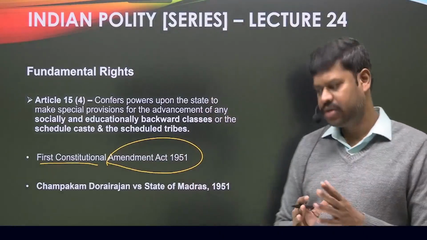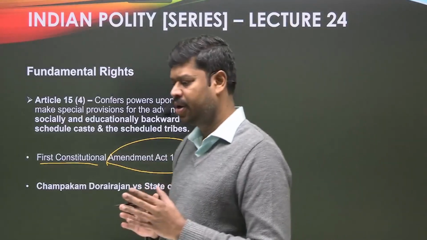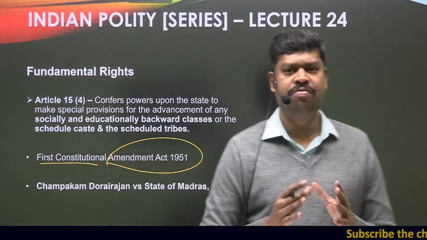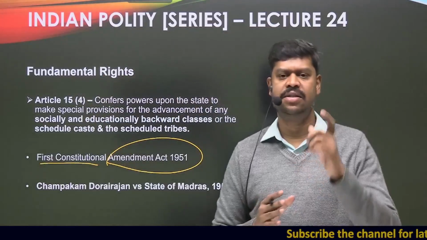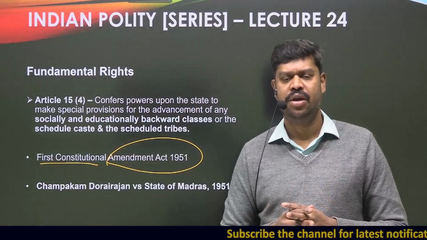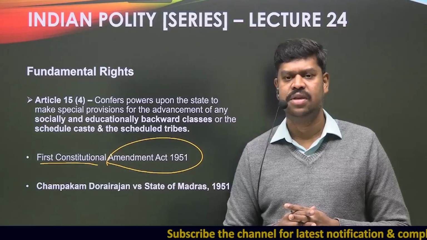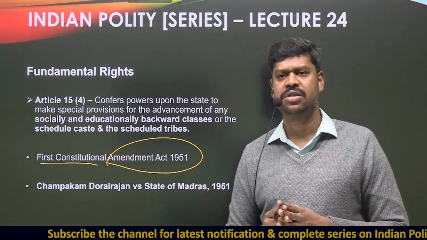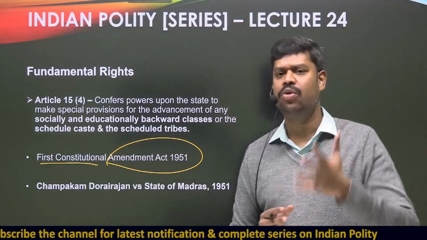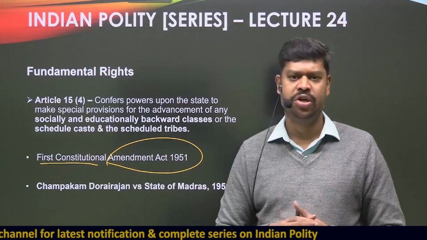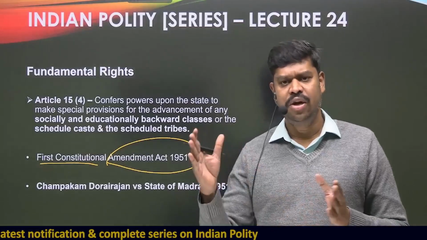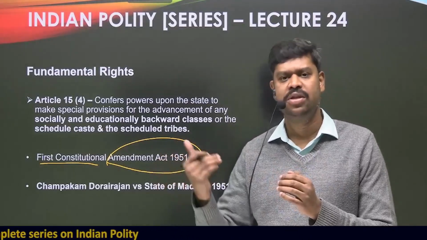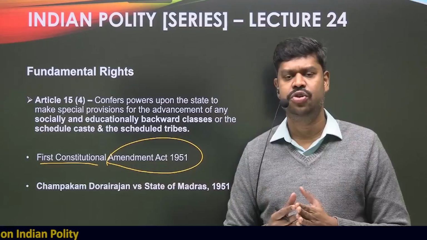The state of Madras came out with a policy. And what was the policy of the state of Madras? The state of Madras was trying to reserve some seats in their educational institutions. They were trying to reserve some seats in their professional colleges and in certain other educational institutions, especially for people from the backward community and for people belonging to the scheduled caste and scheduled tribe. They were trying to give some reservation to the backward community and the historically exploited communities like the scheduled caste and scheduled tribe in the educational institutions.